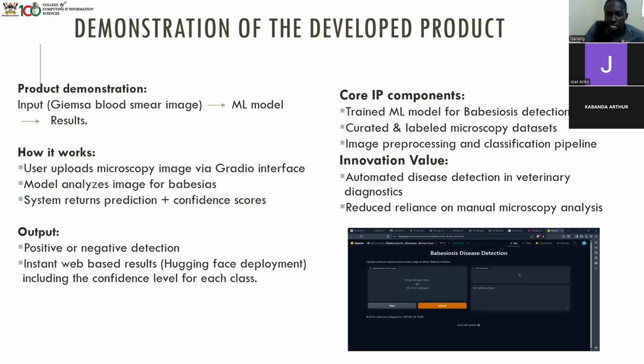The core IP components: we have the trained ML model for Babesia detection, annotated and labeled microscopic datasets, image processing and classification pipeline. The innovation value is automated disease detection in veterinary diagnosis, reduced reliance on manual microscopic analysis. So instead of taking time looking into the microscope to check if there's a Babesia or not, here we just input the microscopic image into our application.